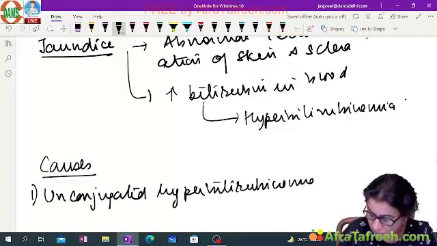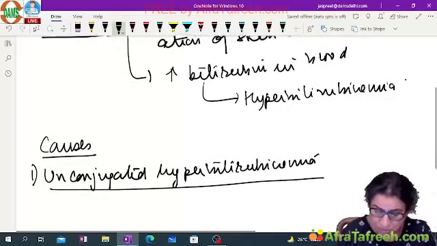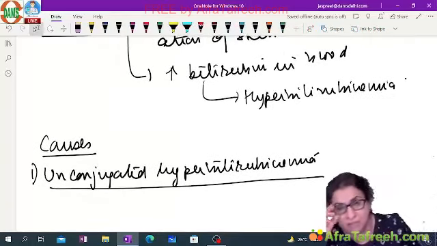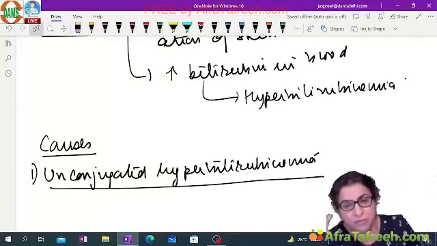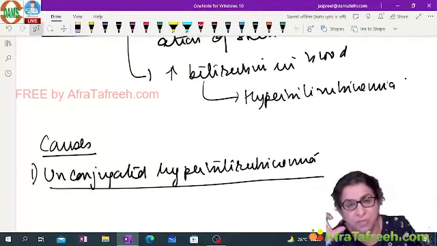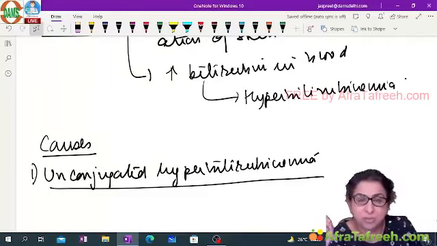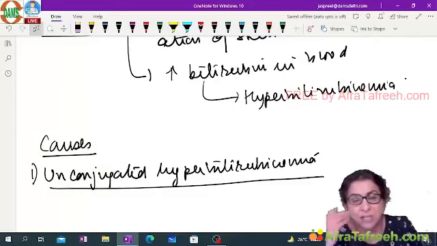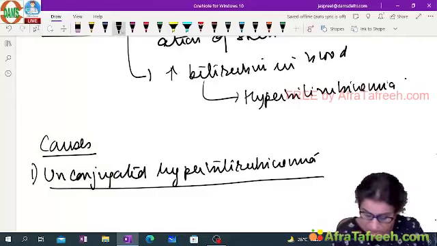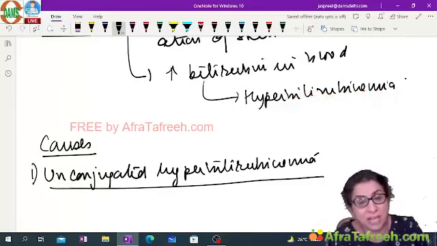This is a condition of unconjugated hyperbilirubinemia. Now you know there's a test that used to be done for detection of bilirubin in the blood, which detects both conjugated and unconjugated. That was the Van den Bergh test. There was a direct Van den Bergh test and an indirect Van den Bergh test. The indirect test is for unconjugated bilirubin and the direct test is for conjugated bilirubin.